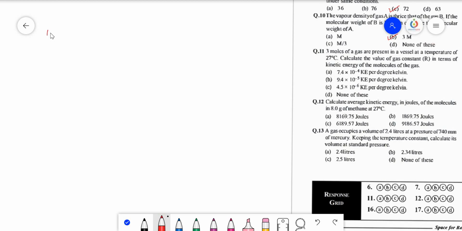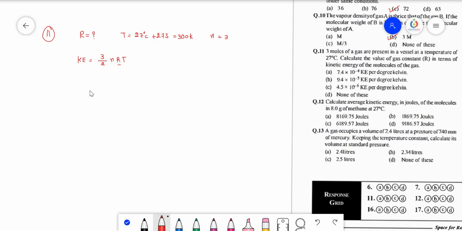Let us solve question number 11. 3 moles of a gas are present in a vessel at a temperature of 27 degrees centigrade. Calculate the value of gas constant R in terms of kinetic energy of the molecules of the gas. So we need to calculate the R value, and the given data is temperature, 27 degrees centigrade, converted into kelvins by adding 273. So this is equal to 300 kelvins, and number of moles of the gas they have given is 3. So we know that kinetic energy formula is equal to 3 by 2 nRT.